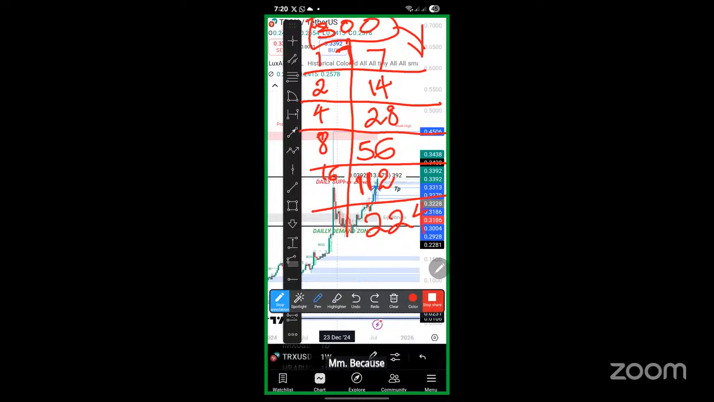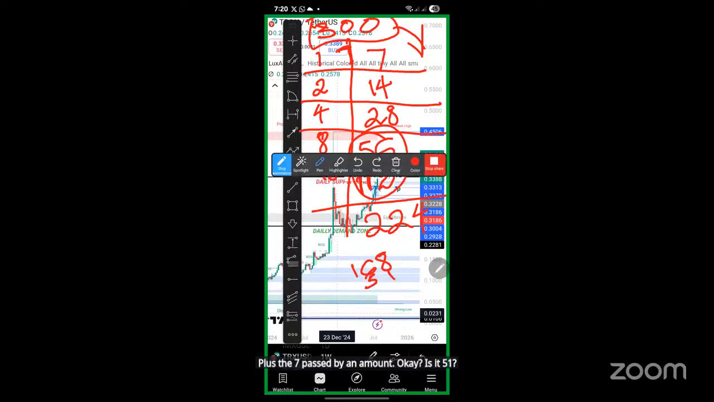Because when you get 56 and you add on 112, that is 168. Plus the 7 first buying amount. Is it 51? So you can see that our strategy of $300 is around there.